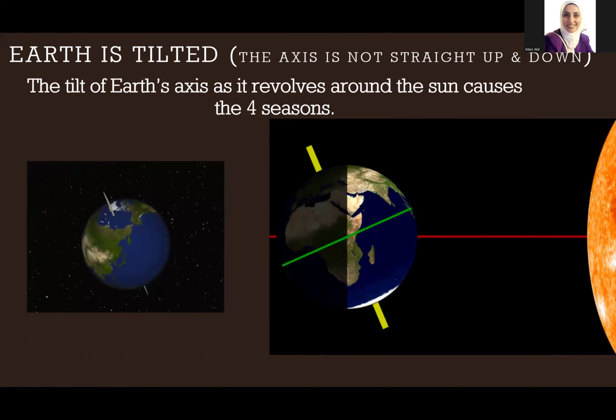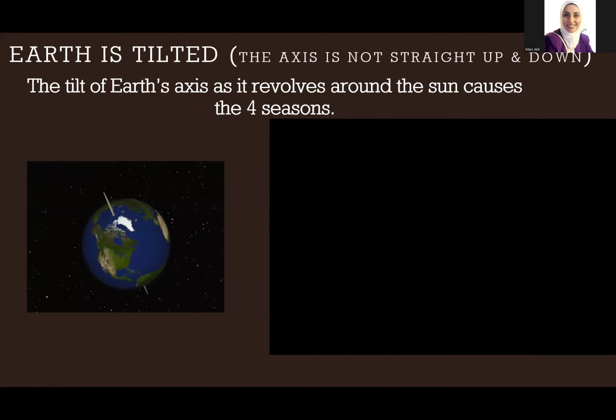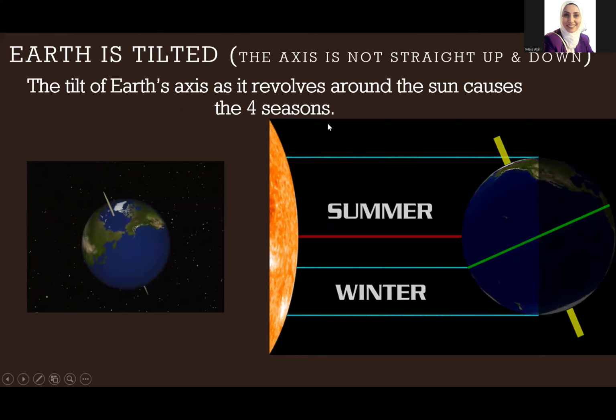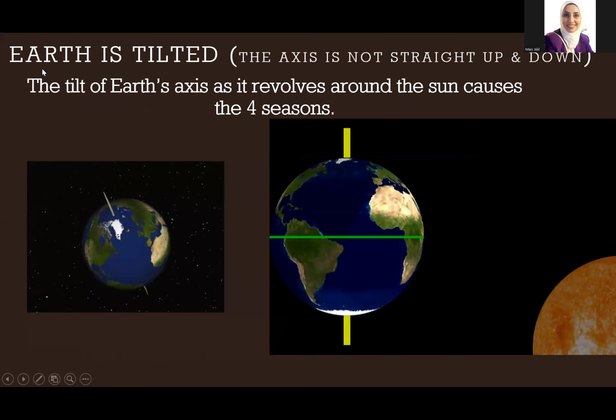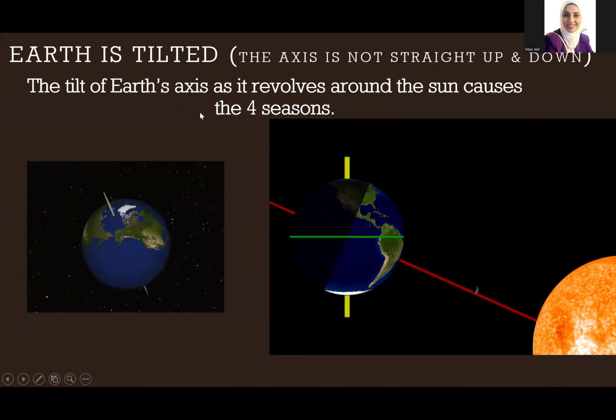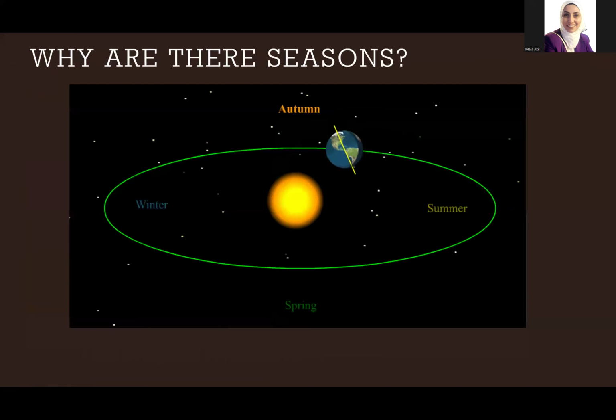So the tilt of Earth axis, as it revolves around the sun, causes the 4 seasons. So it is not enough just to say the Earth revolution causes the seasons. No, it's the tilt of Earth axis as it revolves around the sun. This is what causes the 4 seasons. As you see here, the northern hemisphere has summer, autumn or fall, then winter, and then spring. So this is the correct order of the seasons: summer, fall, winter, spring.